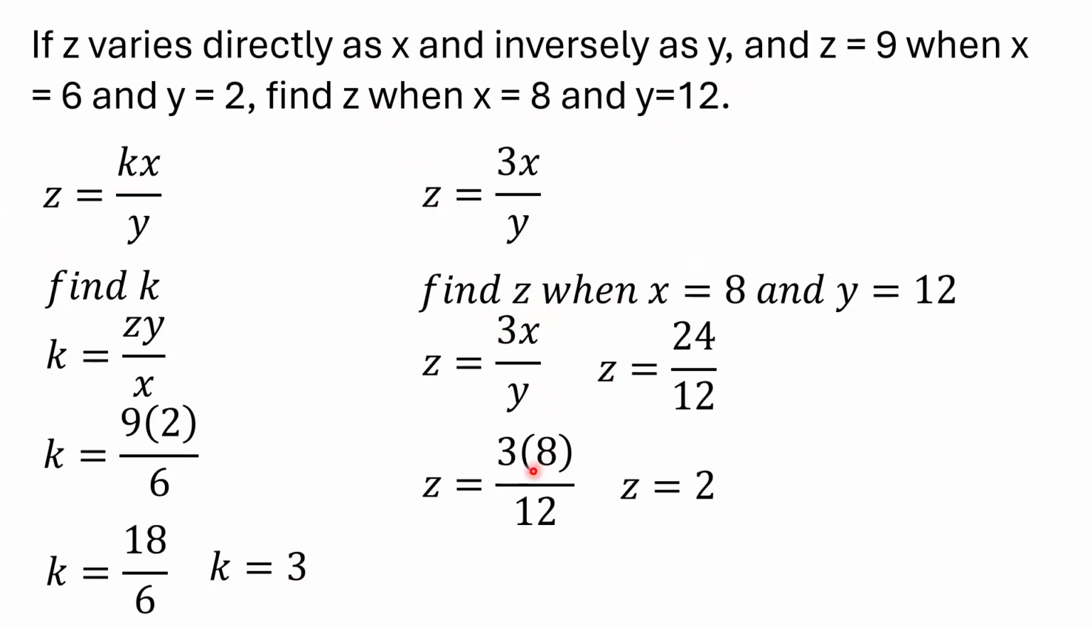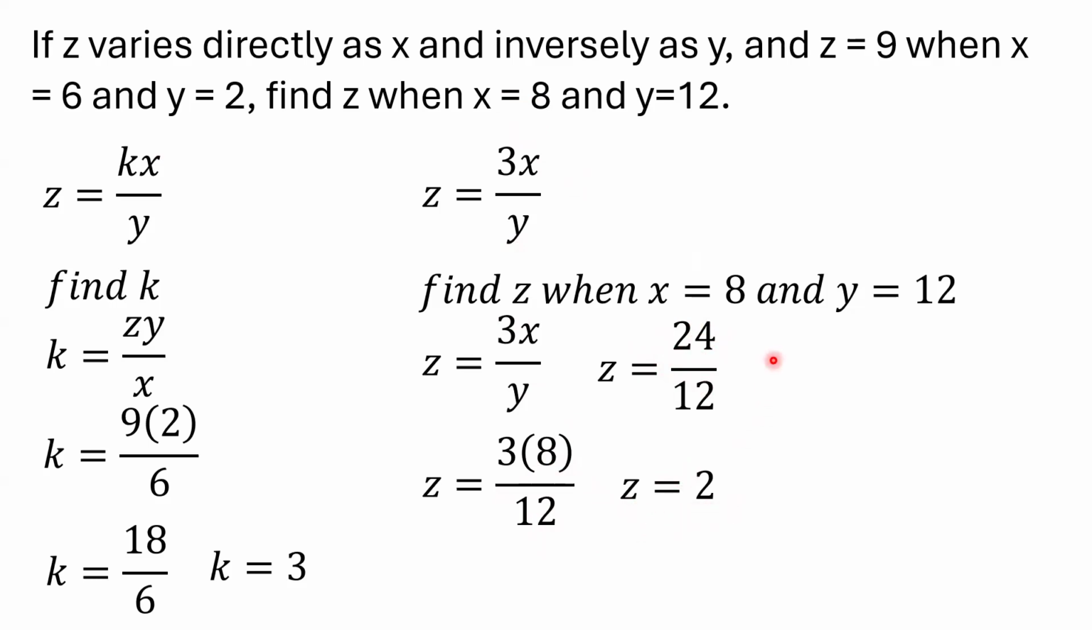So here, I just simply change the value of x. Since 3 multiplied by 8, ang x natin is 8 kasi, and divide natin by 12, which is y natin. So 3 times 8, that is equal to 24. So when I divide 24 by 12, the result or the quotient that I have is equal to 2. So ang z ko is equal to 2.